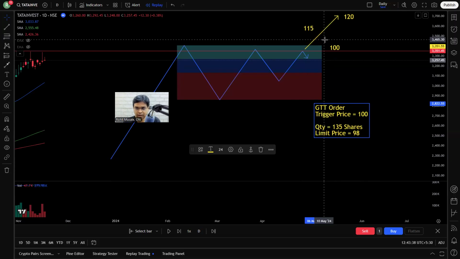So that you don't have to sit in front of the chart wondering what is happening. This is especially helpful if you are working at a 9 to 5 job and cannot watch the stock. This is a very good feature, and most brokers in India, I think, are offering this good till triggered order. So use this effectively.